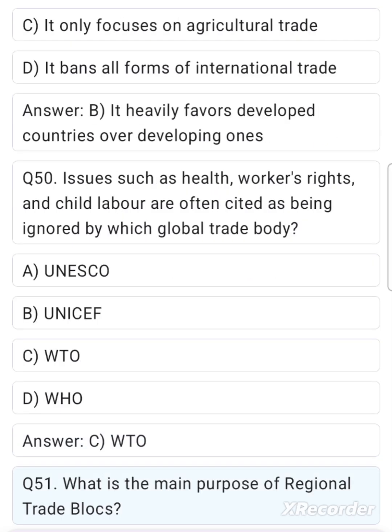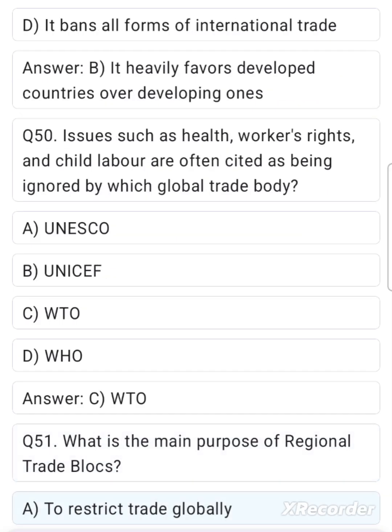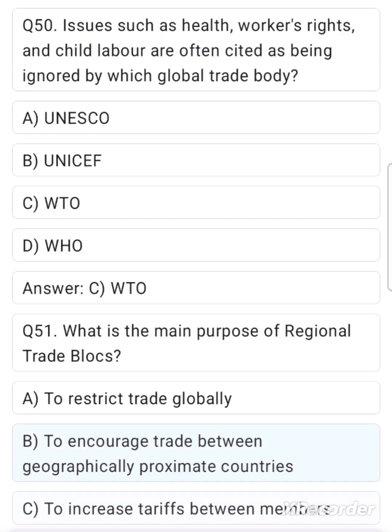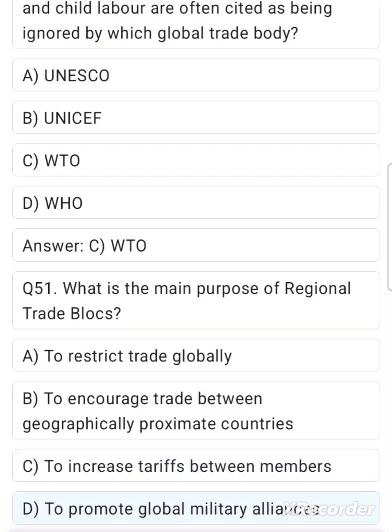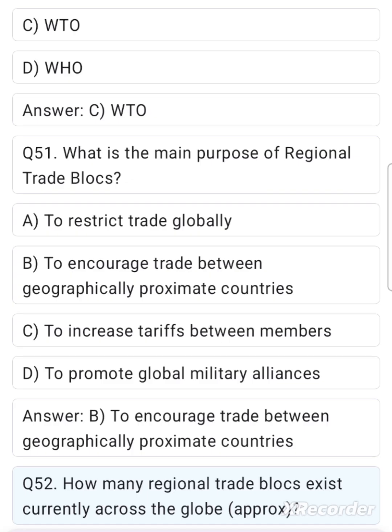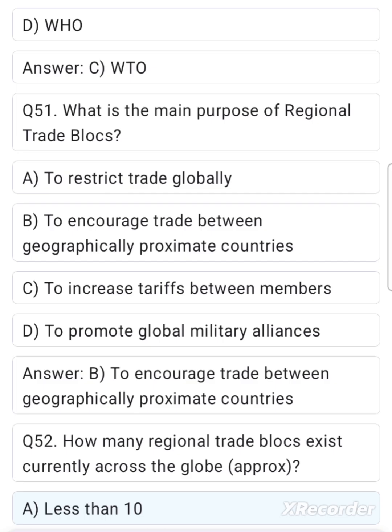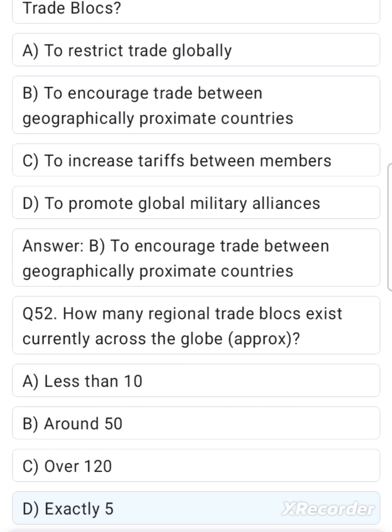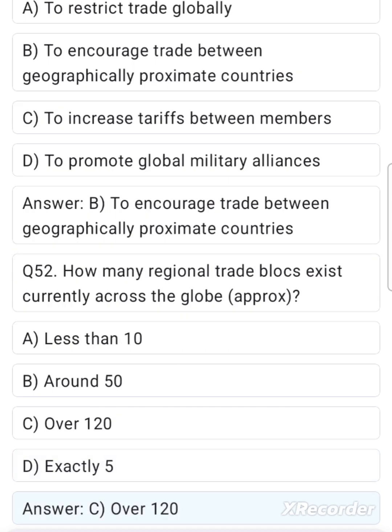Q51. What is the main purpose of regional trade blocs? A. To restrict trade globally. B. To encourage trade between geographically proximate countries. C. To increase tariffs between members. D. To promote global military alliances. Answer: B. To encourage trade between geographically proximate countries. Q52. How many regional trade blocs exist currently across the globe, approx? A. Less than 10. B. Around 50. C. Over 120. D. Exactly 5. Answer: C. Over 120.